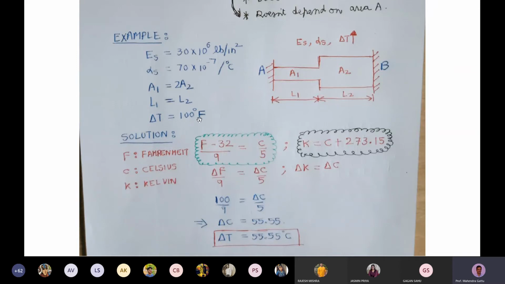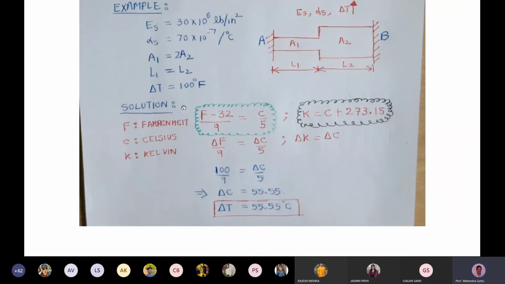As I said before, when converting from Fahrenheit to Celsius, because this alpha S is given in Celsius, we have to convert this rise in temperature to Celsius. So we begin the problem like this. F is Fahrenheit, C is Celsius, and K is Kelvin. The relation between Fahrenheit and centigrade is given here: F minus 32 by 9 is equal to C by 5.